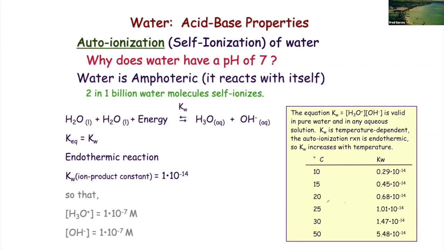It's only 1 times 10 to the minus 14 at 25 degrees. If it was not 25 degrees, if it was 50 degrees, then the hydronium ion concentration would be the square root of 5.48 times 10 to the minus 14. And then whatever that answer is, you take the negative log of that.